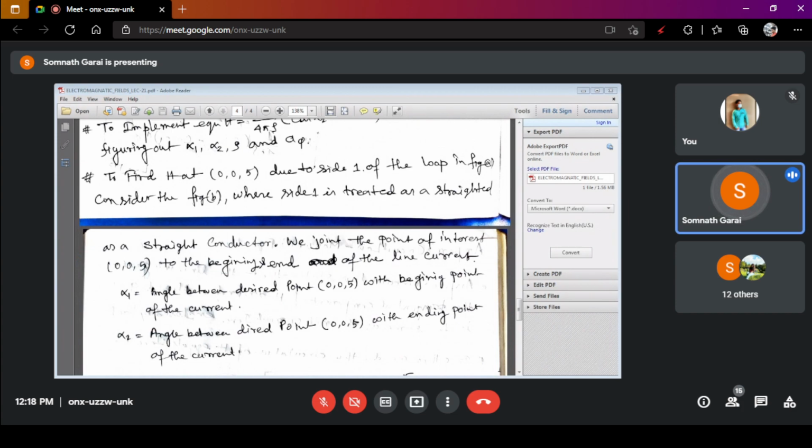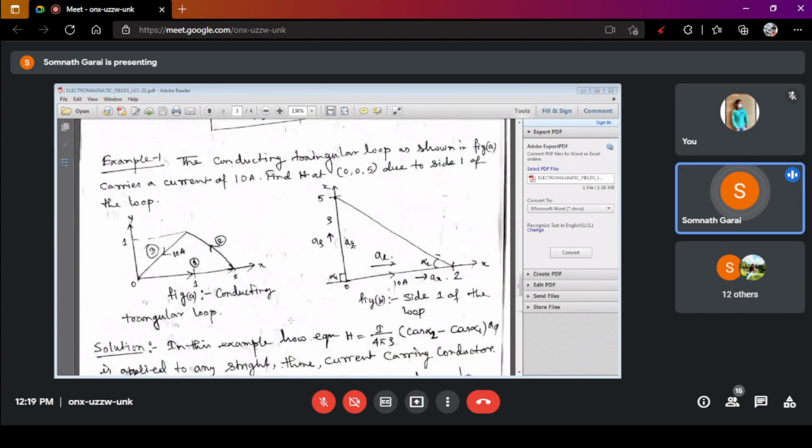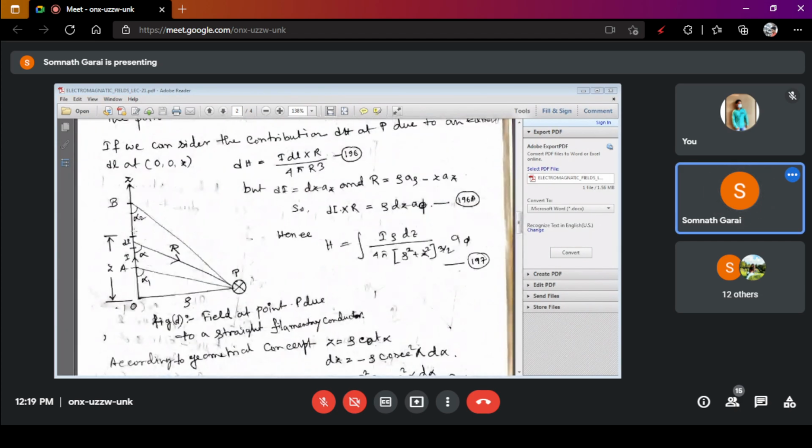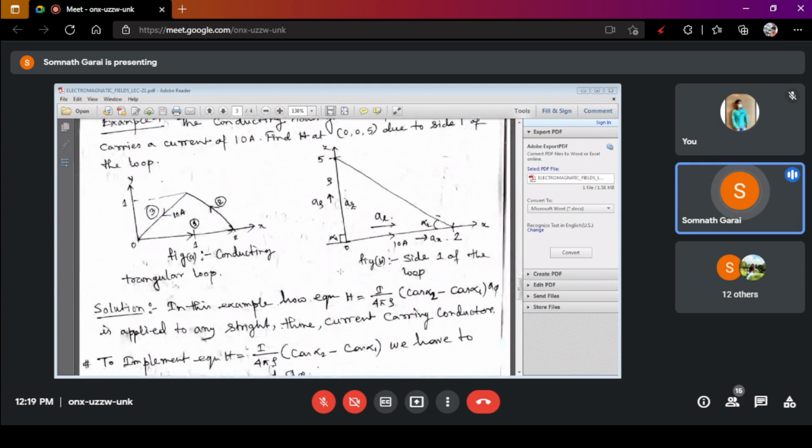Alpha 1 is the angle between the desired point (0, 0, 5) and the beginning point of the current. Just look at this figure. The angle between the desired point and the starting point of the current, with respect to the Z axis, is given as alpha 1. And the angle between the ending point of the current and the desired point is given as alpha 2. So we have to draw in this term.